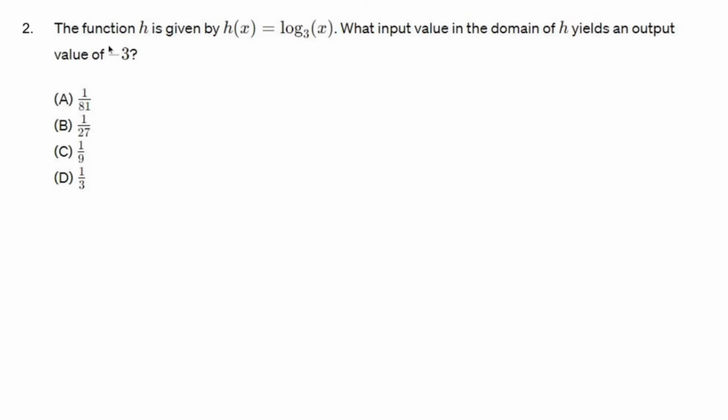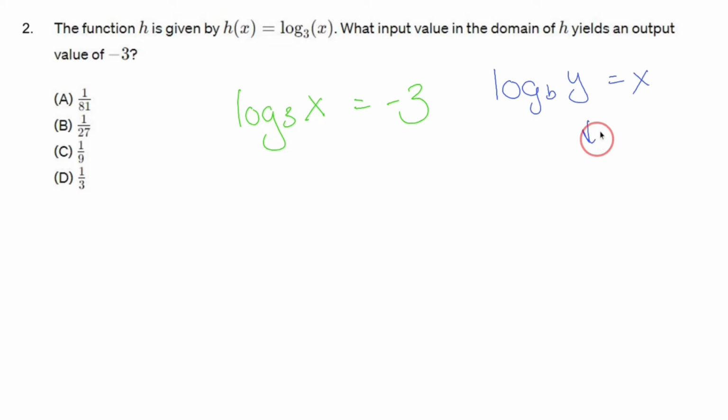Problem 2 of Volume 2. The function h is given by h of x equals log base 3 of x. What input value in the domain of h yields an output value of negative 3? All right, so basically it's just saying log base 3 of what gives me negative 3? Well, let's write that in its exponential form. If you forget the exact formula for exponential form, I use log base b of y equals x, and you can turn that into b to the x equals y.